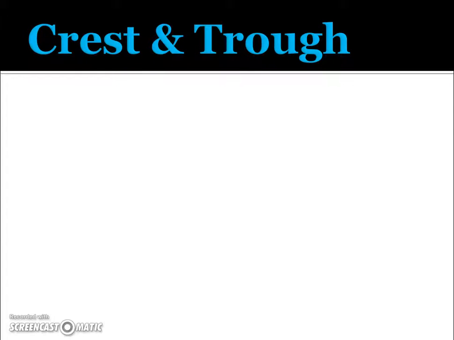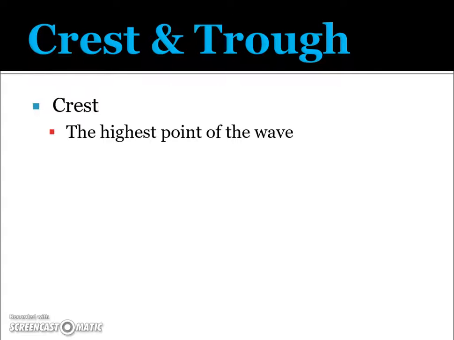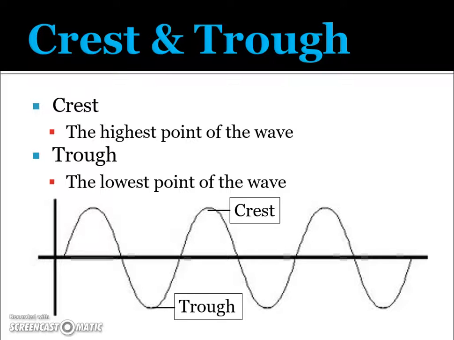Transverse waves also have what's called a crest and a trough. The crest is the highest point on the wave, and the trough is the lowest point, and you can see that here in the image.